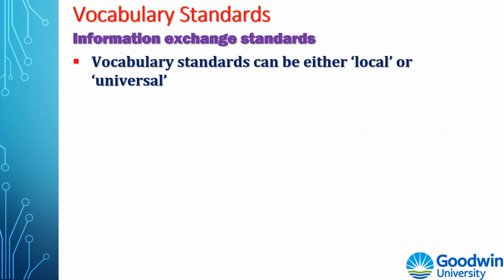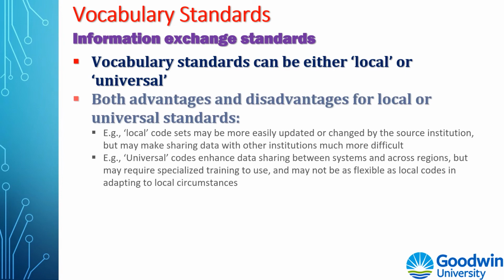So vocabulary standards can either be local or universal. There are both advantages and disadvantages for local and universal standards. So here's some examples. A local code set may be more easily updated or changed by the source institution, but it may make data sharing with other institutions much more difficult. A universal code enhances data sharing between systems and across regions, but may require specialized training to use, and it may not be as flexible as local codes in adapting to local circumstances. In other words, it might not have the flexibility of the verbiage to do a lot of descriptive things you might need in your code.